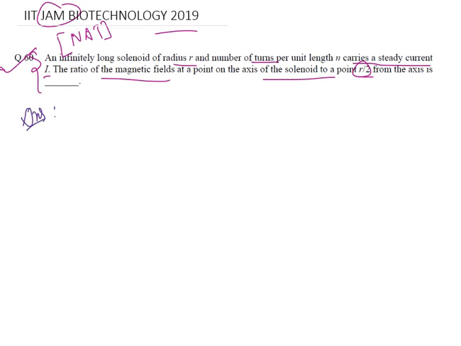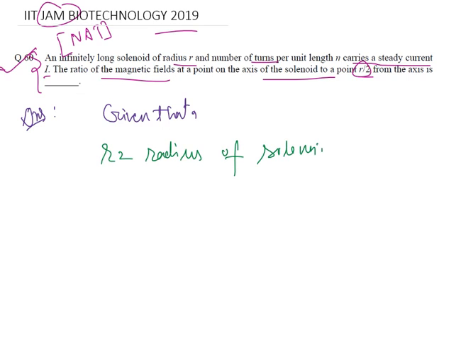Given that r is the radius of the solenoid, n is the number of turns, I is the current.